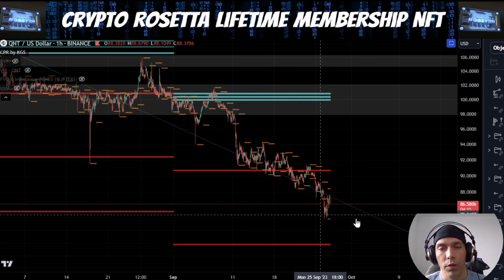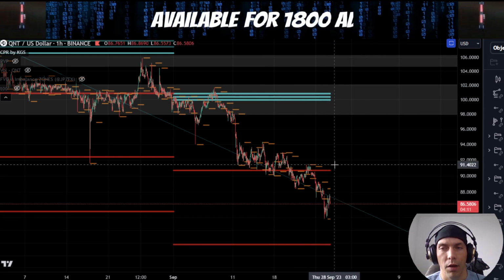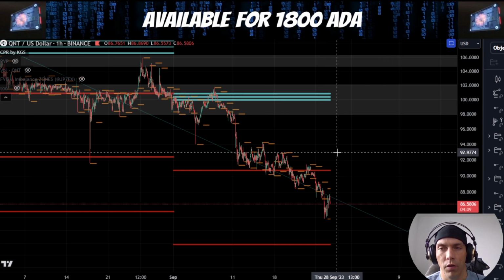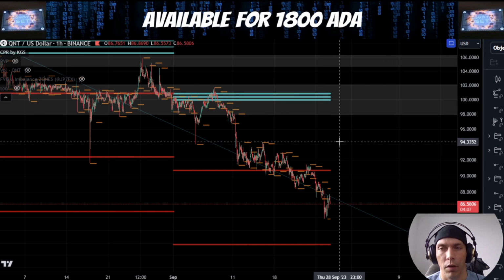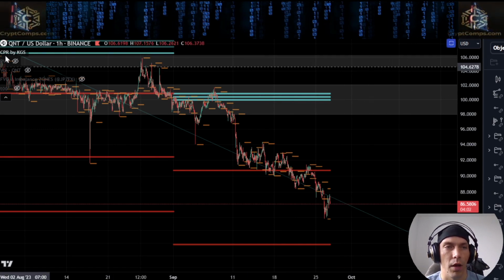But there is still possibility that we could count this as a move that has completed here, but we'd need to see breaks back above 91.40, 92.97 and this 94.33 for a bit more confidence that we could be looking to build something to the upside.